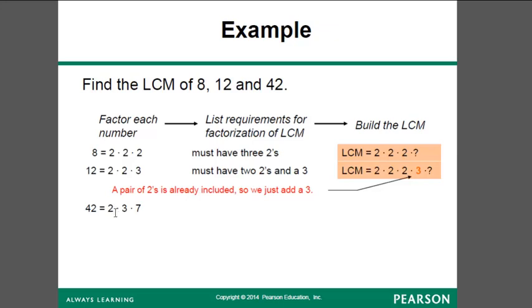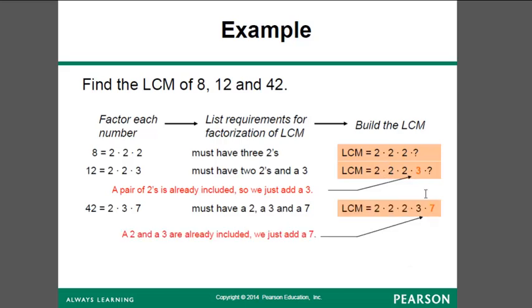Now, 42, looking at its prime factors, has a 2, a 3, and a 7. So according to its requirements, it must have a 2, a 3, and a 7. Well, I have a 2, I have a 3, but I need a 7. Therefore, the LCM of 8, 12, and 42 is 2 times 2 times 2 times 3 times 7, or 168. This is one way of building an LCM.